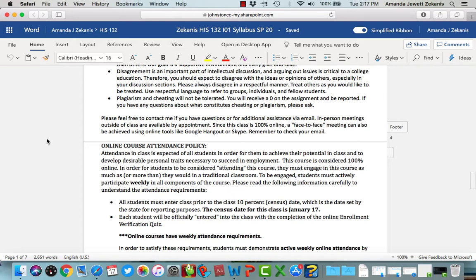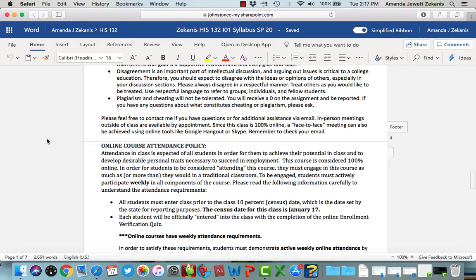Treat others as you would like to be treated, and use respectful language to refer to groups, individuals, and fellow students. So make sure that you are agreeing or disagreeing based on evidence, and that you are doing so in a respectful manner, because we are going to be talking about gender and race and all kinds of things that are very hot topics, right?